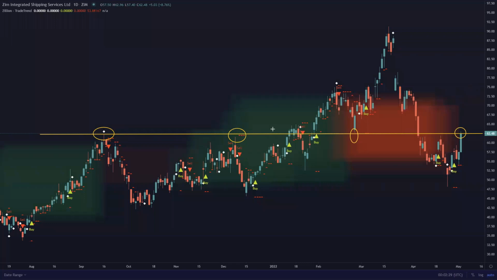But if this 62.50 level breaks, we've got more room to run up into 67.50, which is also a level of resistance. There's a little bit right here around 65. So those are the ones to watch.